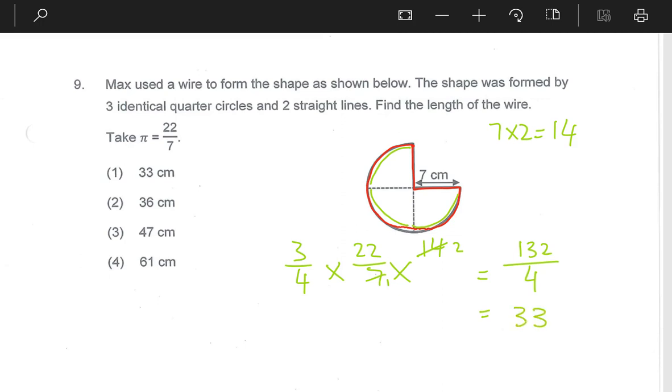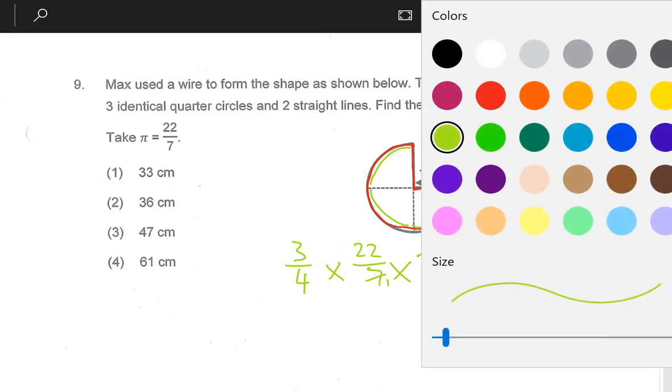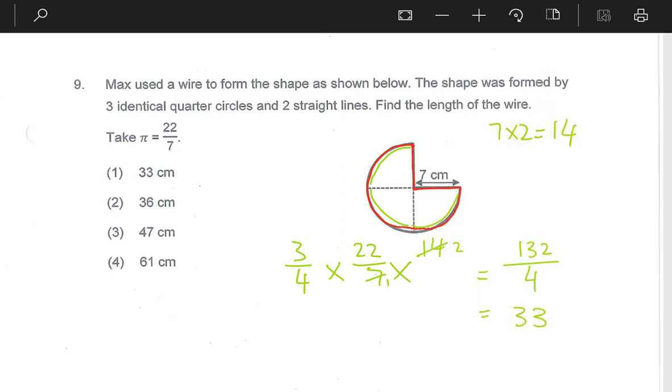Now 33 is only for the green one, right? Now to find the entire figure, which is in red, I will need to add 33 with the 7 here and another 7 here to give me the full perimeter.